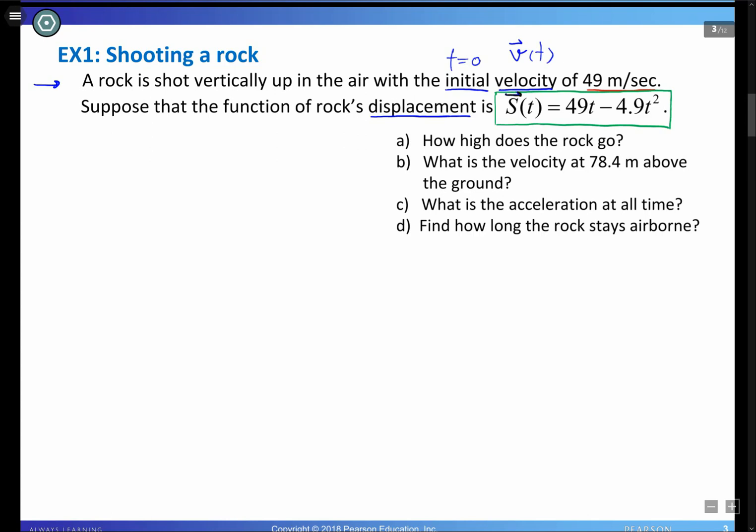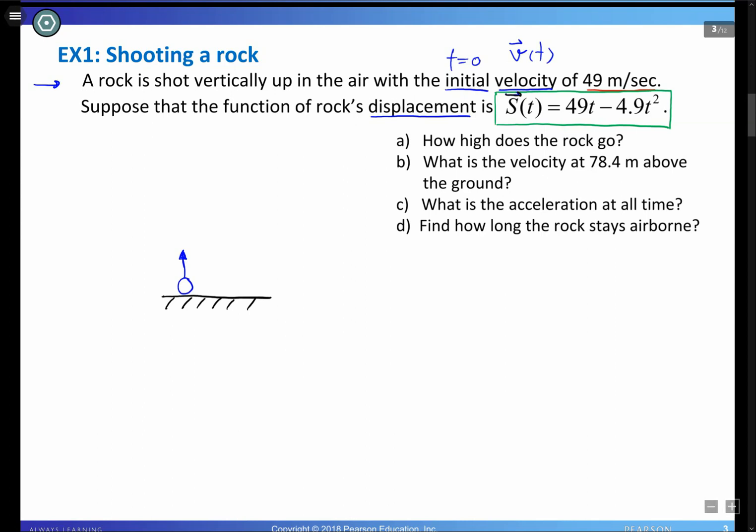Now that we have all the information from the problem, let's put everything in a diagram. Let's do that on the left hand side. First, let's have ground. And now we have a rock on the ground. And this rock is going to get shot straight up like that. Okay, straight up. And now it has the initial velocity of 49 meters per second. So let's include that in the diagram. Okay, let me fix this. Let me put this rock on the ground. Something like that. Okay, this is better.